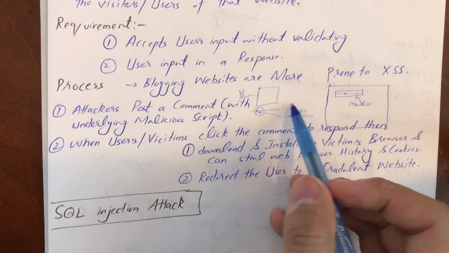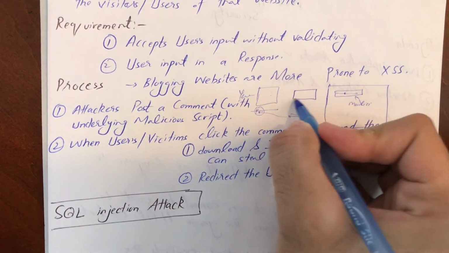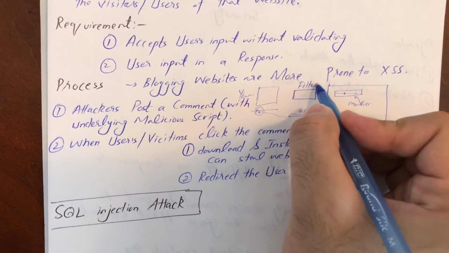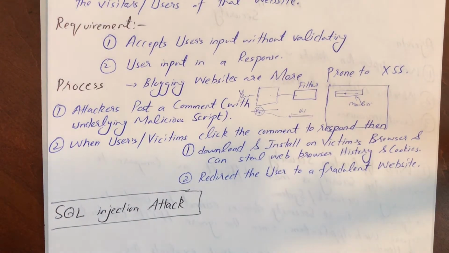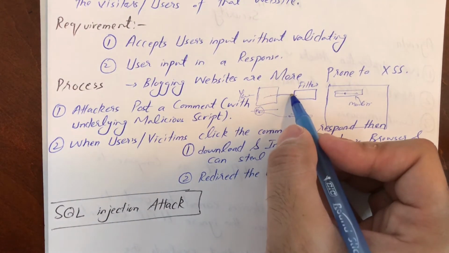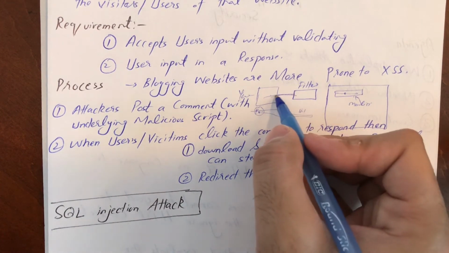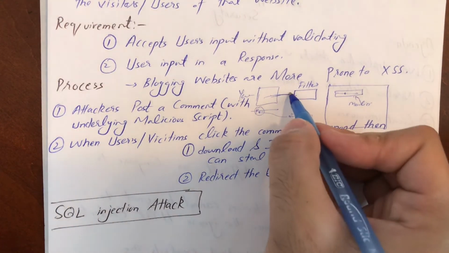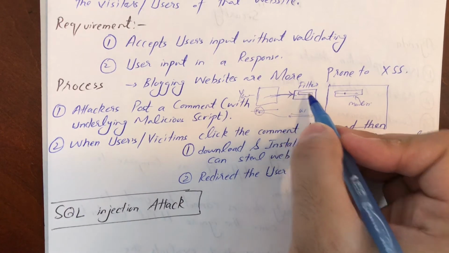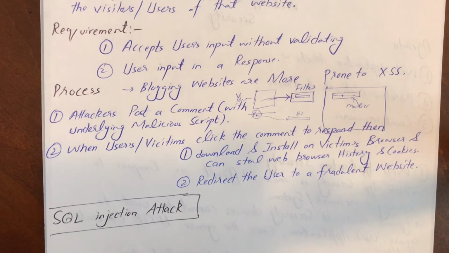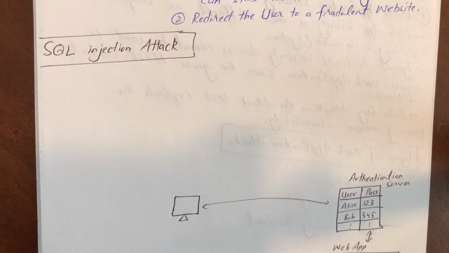And if you want to avoid it, we need to place a filter in between. There should be a filter in between which can sanitize the input. Let's say you are typing a comment you want to upload to the server, so there should be a filter in between. That filter should check whether it's a plain comment or has malicious content inside. Okay, next is the SQL injection attack.